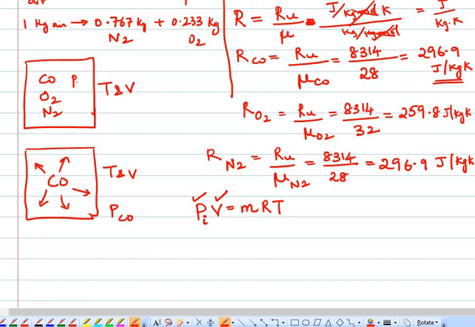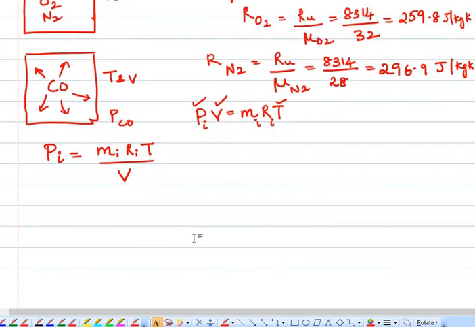So partial pressure into total volume is equal to mass of that constituent into the gas constant value of that particular constituent into temperature. So the partial pressure equation becomes Pi is equal to Mi into Ri into T divided by V. So this equation I have to apply to get the partial pressure of carbon monoxide: mass of carbon monoxide into R value of carbon monoxide into temperature divided by volume.